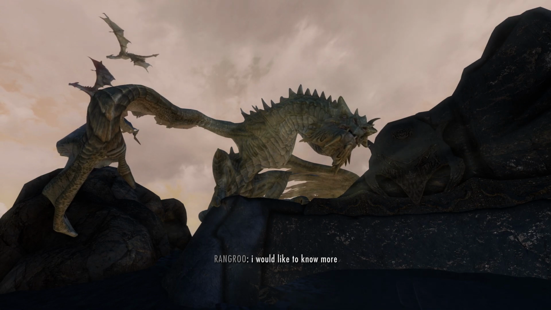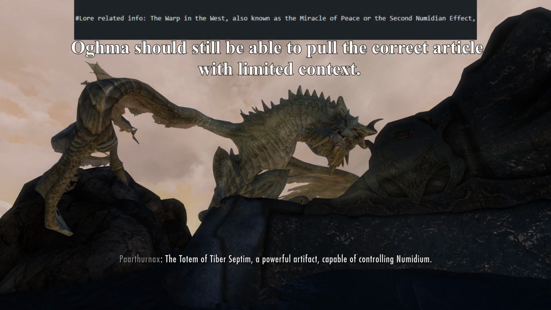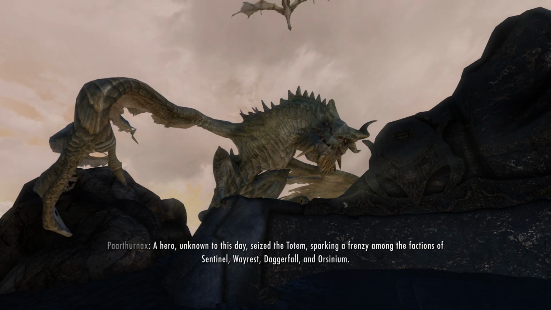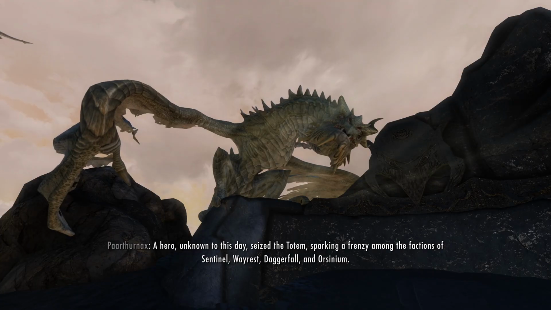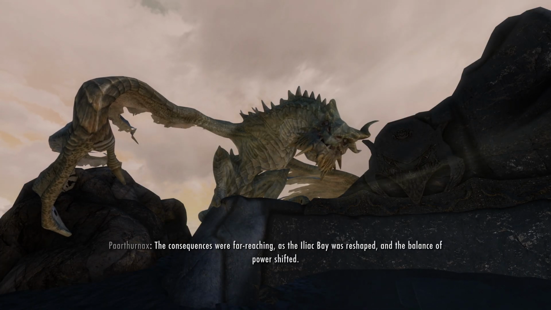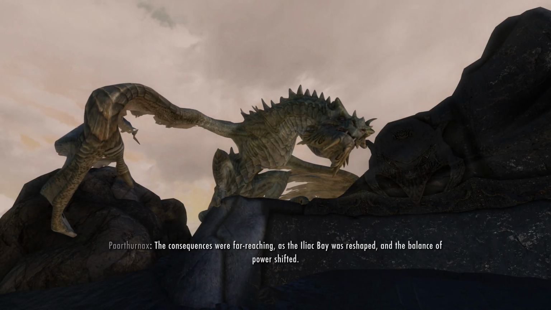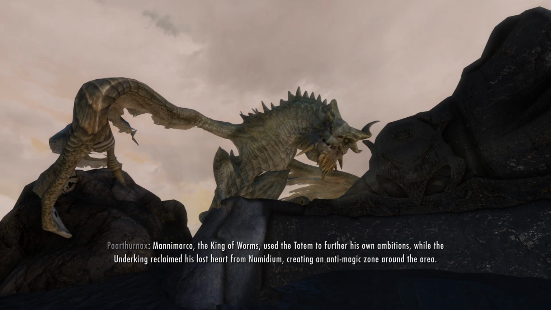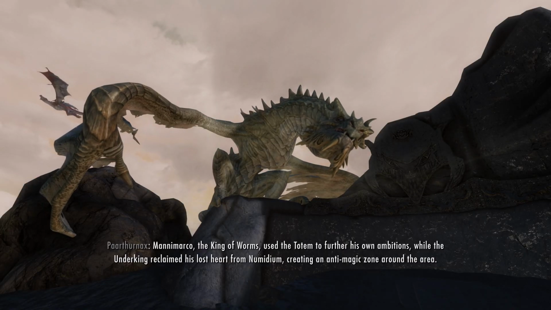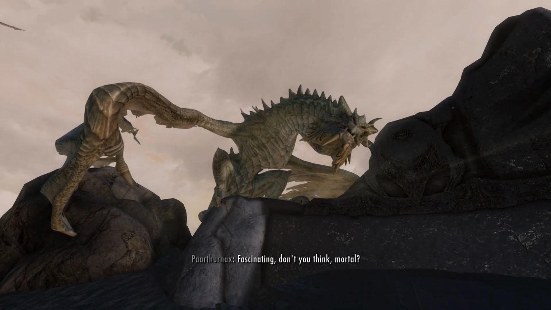I would like to know more. The Totem of Tiber Septim, a powerful artifact capable of controlling Numidium. A hero, unknown to this day, seized the totem, sparking a frenzy among the factions of Sentinel, Wayrest, Daggerfall, and Orsinium. The consequences were far-reaching, as the Iliac Bay was reshaped, and the balance of power shifted. Manimarco, the King of Worms, used the totem to further his own ambitions, while the Underking reclaimed his lost heart from Numidium, creating an anti-magic zone around the area. Fascinating, don't you think, mortal?